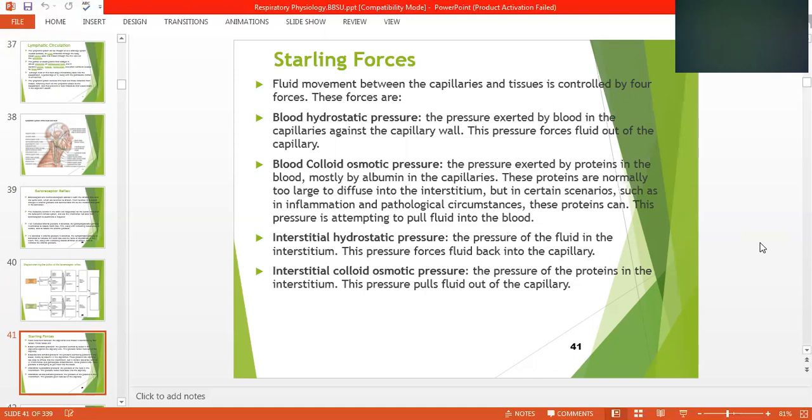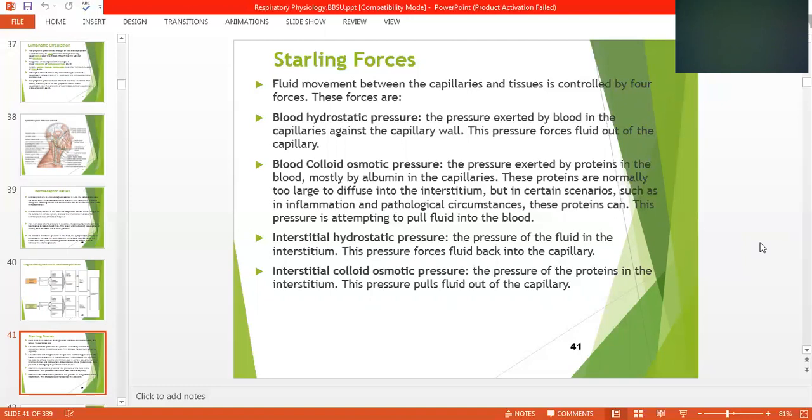These forces are blood hydrostatic pressure, the pressure exerted by blood in the capillaries against the capillary wall. This pressure forces fluid out of the capillary. Starling forces means the pressure present in the tissues and the pressure of the blood present in the vessels, capillaries and venules. Then blood colloidal osmotic pressure. First we have blood hydrostatic pressure.